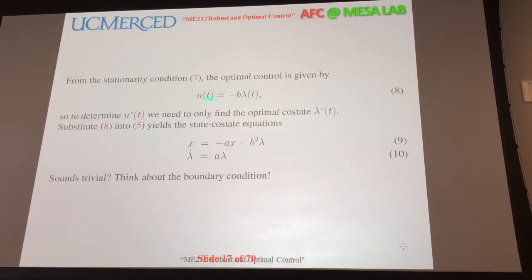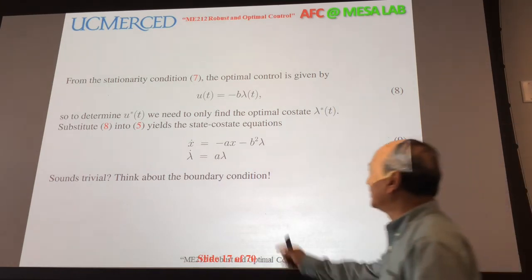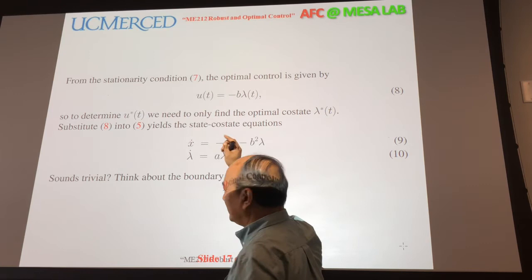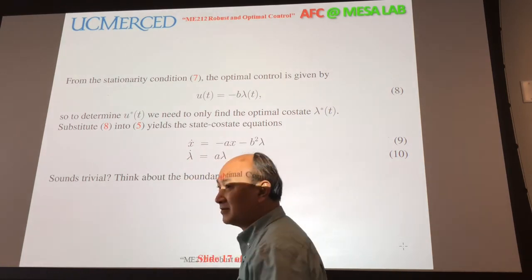And b lambda, we can just get this, okay? So to get the u star, we only need to find out what lambda is, the best lambda. The co-state is lambda dot is a lambda, okay? And x dot is ax minus b squared lambda. That's not very hard because x0 is also given when t is 0.